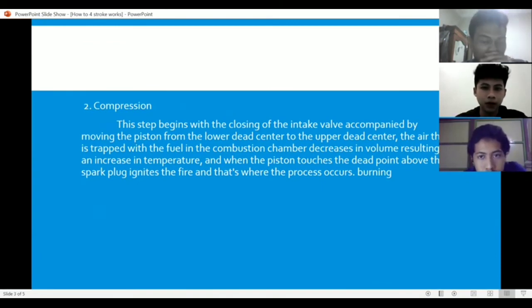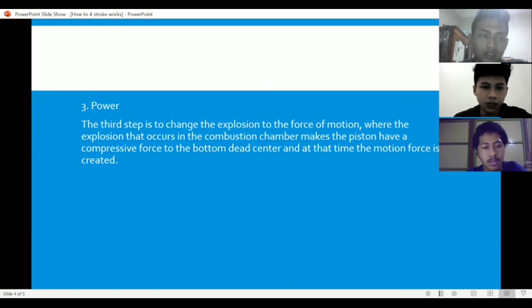Number 2, compression. This step begins with the closing of the intake valve, accompanied by the piston moving from the lower dead center to the upper dead center. The air and fuel trapped in the combustion chamber decrease in volume, resulting in an increase in temperature. And when the piston touches the upper dead point, the spark plug ignites the fire, and that's where the burning process occurs.